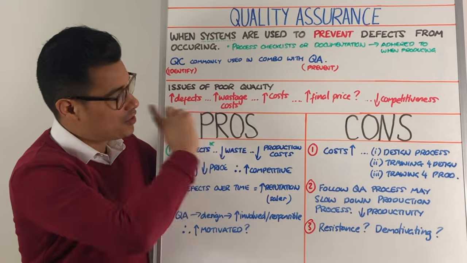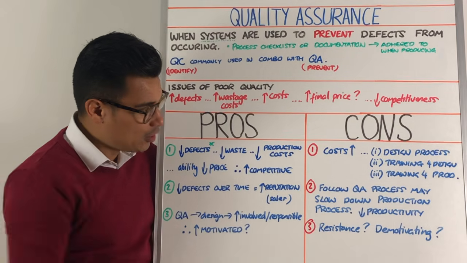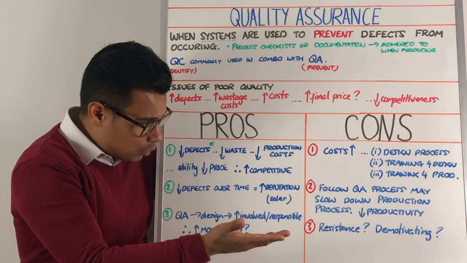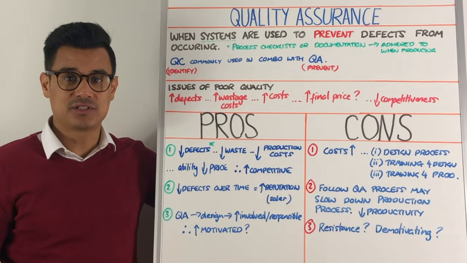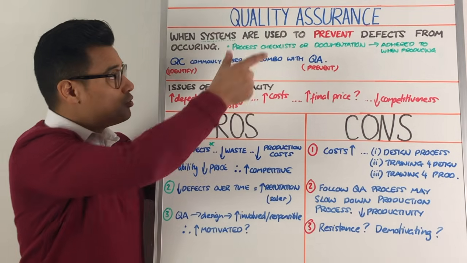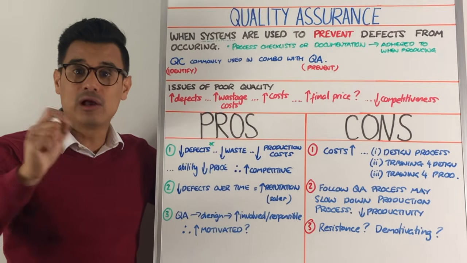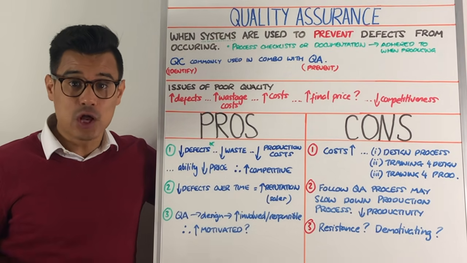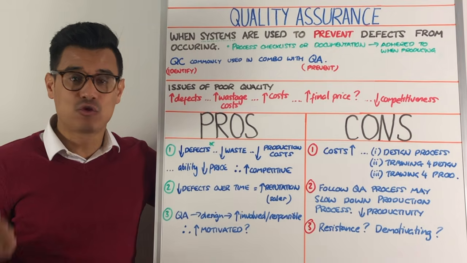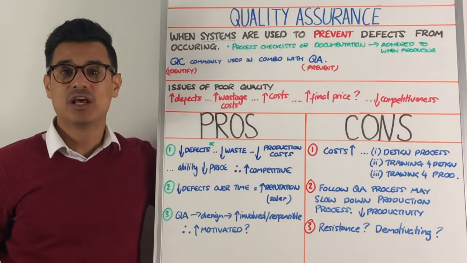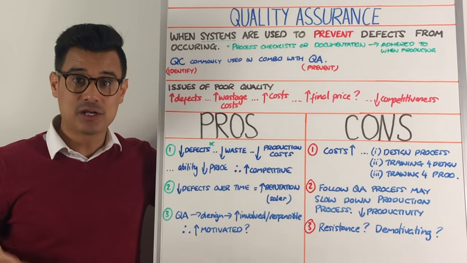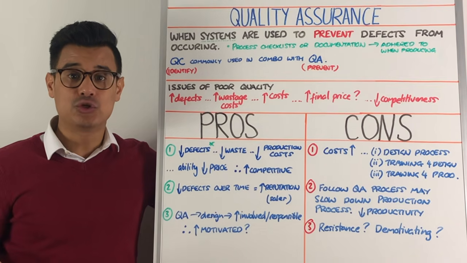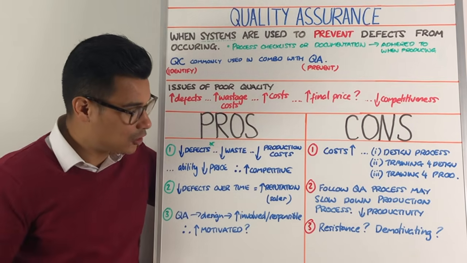And the second disadvantage of QA is that to follow a QA process, well, it's going to slow down the production process. It might be that you need to tick all these boxes as you're going along your build of whatever it is you're building, and that could slow down the speed that you build it in. Of course, it's trying to mitigate against the quality issues, but it's certainly going to slow down the process, and that could lead to less productivity, and that could be a problem.